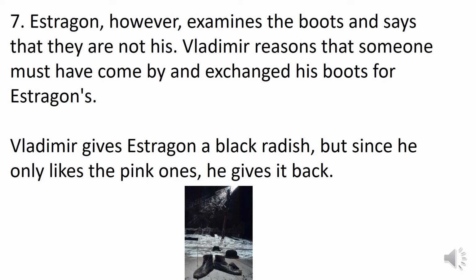Estragon, however, examines the boots and says that they are not his. Vladimir reasons that someone must have come by and exchanged his boots for Estragon's. Okay, so he denies it because he cannot remember, once again highlighting the forgetfulness of the character. But then Vladimir convinces him that maybe someone has exchanged the boots, but he can use them anyway. Vladimir gives Estragon a black radish, but since he only likes pink ones, he gives it back. So even though they have nothing, they still have preferences. And once again, it just goes to show Estragon's nature and what he is all about.